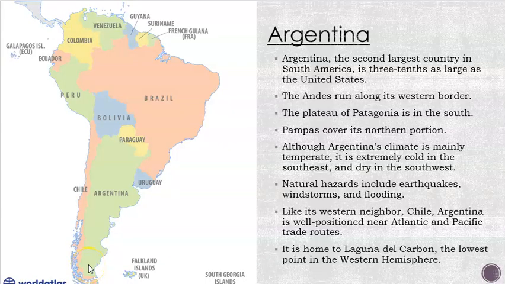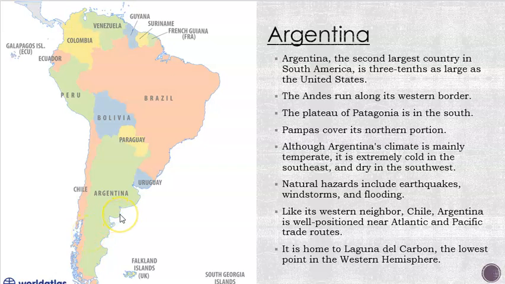Next we have Argentina. Argentina is the second largest country of South America. It's located right here. It's 3/10 as large as the United States. It's about 30% of the United States. The Andes Mountains run along its western border, and the plateau of Patagonia is in the south. We'll learn about Patagonia in the next video.